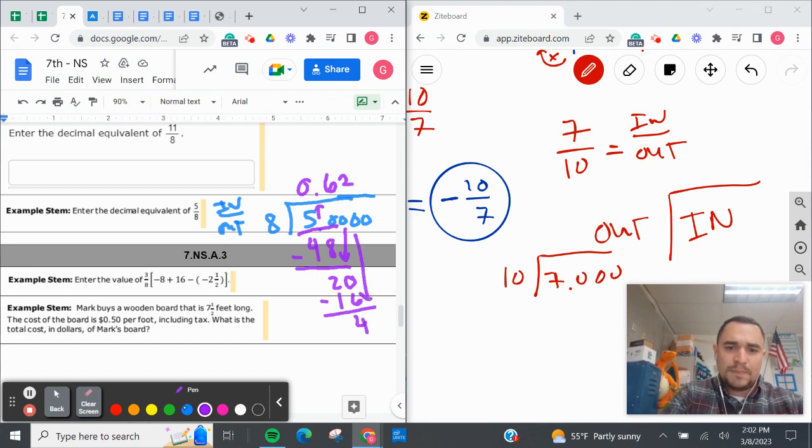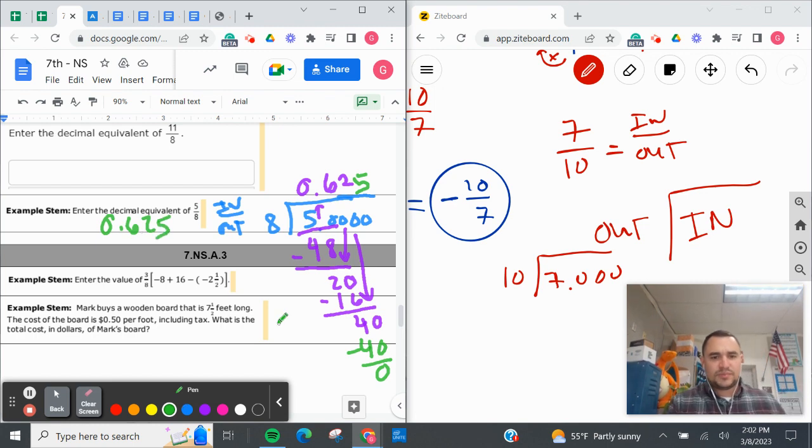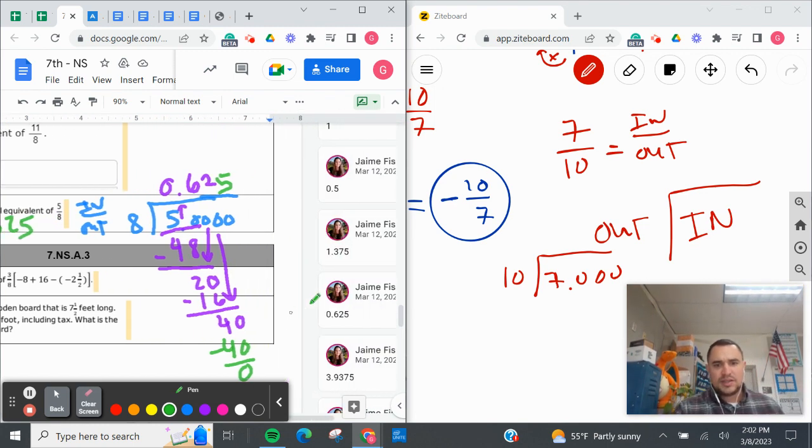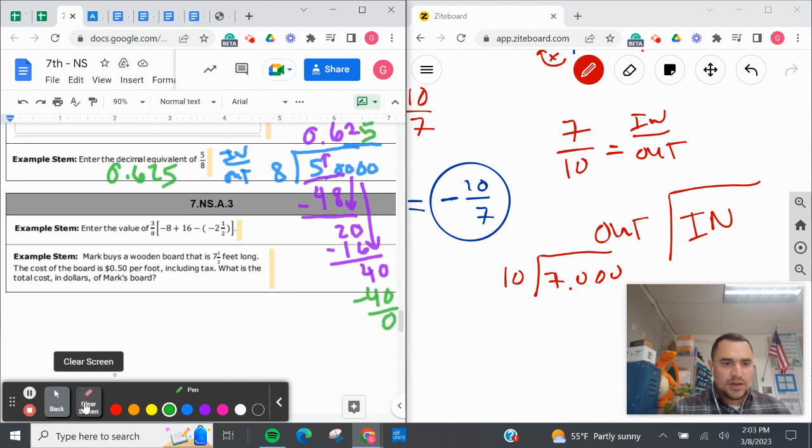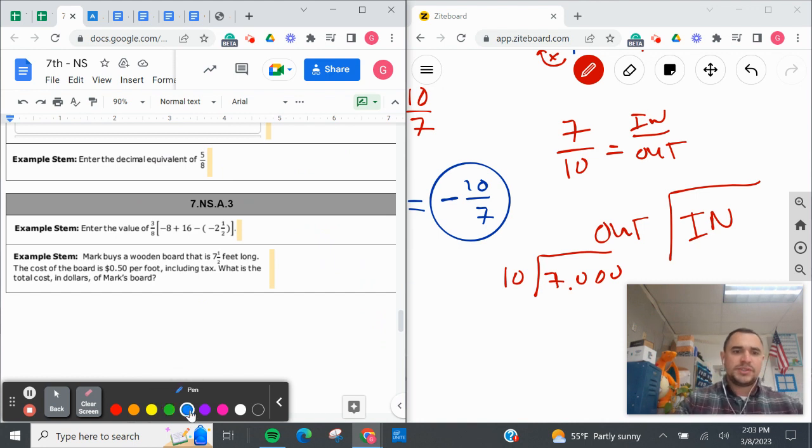I have a 4. And then let's change the color up a little bit. 8 and that should be 5. That's 40. So 0.625. That's what it should be. 0.625. Perfect. So we are on par right now. We are doing great. I think it's the last 2 problems.